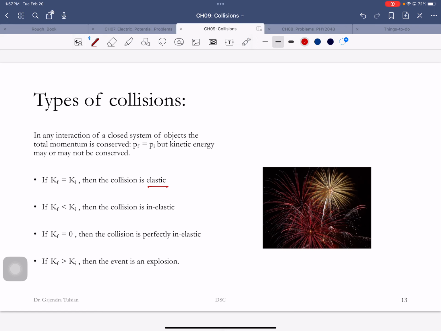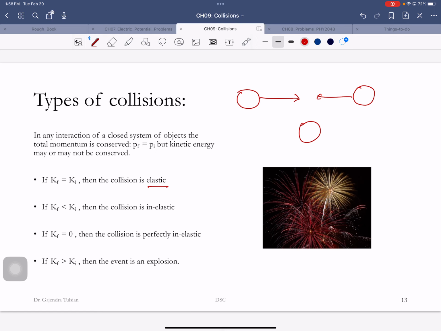I can just cook up an example. So here is pizza ball dough. Here's another pizza ball dough. You send them at each other and they'll stick together. If you send them at the same speed, they'll stick and come to rest. Two cars of the same mass can collide and they'll come to rest.